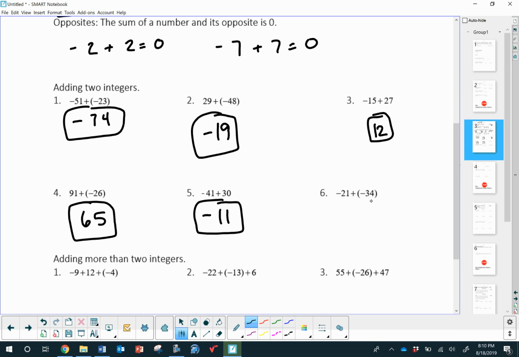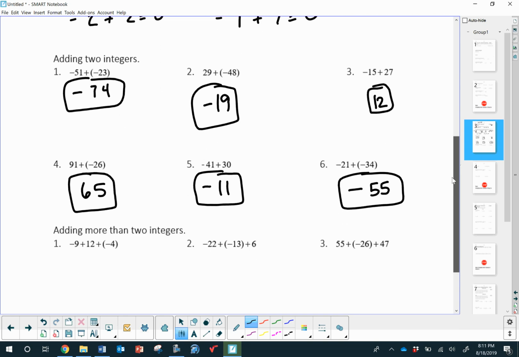Negative 21 plus negative 34, they are both negative, so my answer is going to be negative, and I'm simply going to add those two together to get 55, giving me a total of negative 55.